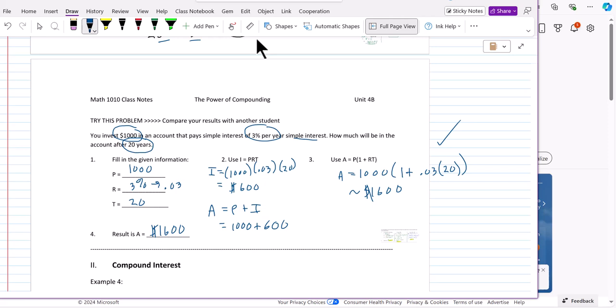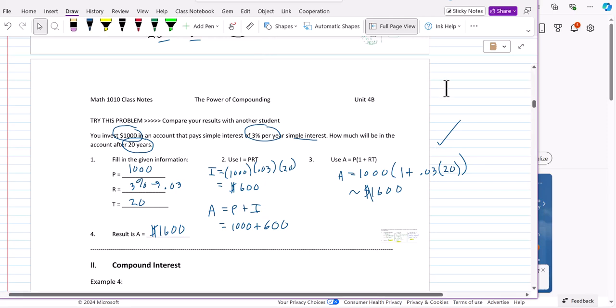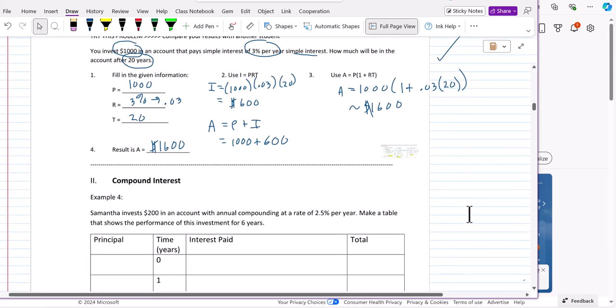Okay, now, when you start doing problems on this, you have to pay attention to what kind of interest you have, whether it's simple or whether it's compounded. So the next thing I want to talk about is how compound interest works. And we're going to fill out a table similar to what we did on the previous page, but I want to show you kind of how the compound interest works now, okay?